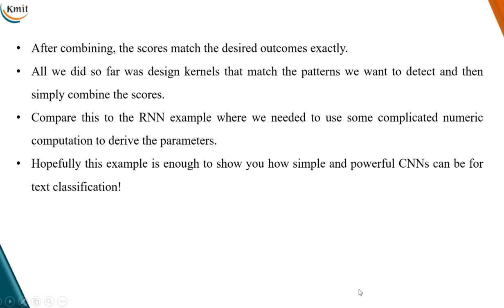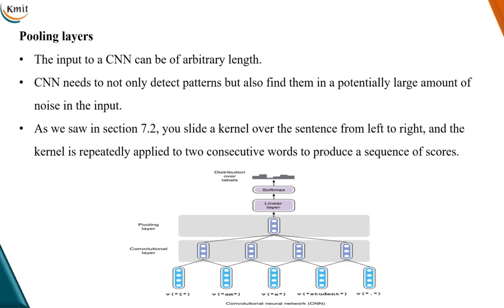In this way we will sum and add, wherein we get the combined results equal to the desired results. So all we did so far was design kernels and match the patterns we want to detect and then simply combine the scores. Compare this to the RNN example where we needed to use some complicated numeric computation. Here in CNN we are simply performing that by using pattern matching. Now once we are done with this convolution, I am taking a sentence, converting that into word vectors, applying convolutional layers. Once we are done with convolutional layers, we go for pooling layers.